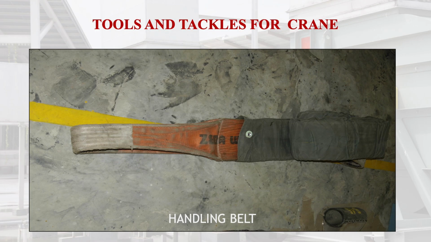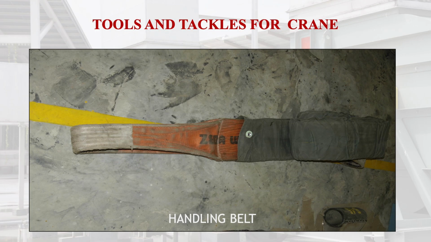This was showing a handling belt. This is a polyester belt of 40 ton capacity, but we will see that at the peripheral places, some fibers have started peeling off. Therefore, such types of belt should not be used, and even if it is required to be used, it should either be tested with the safe working load, or it should be derated for handling the material.